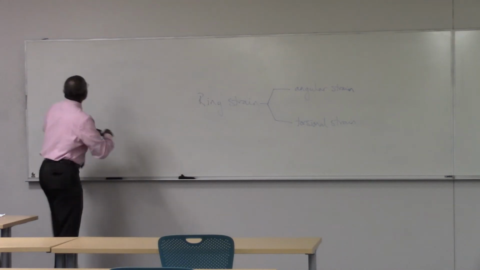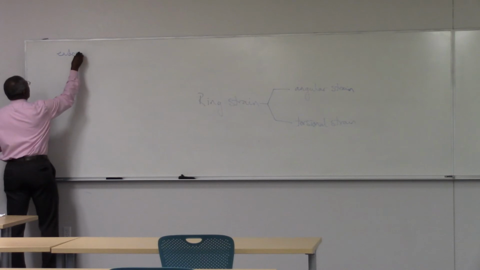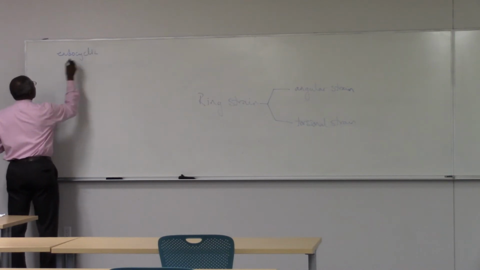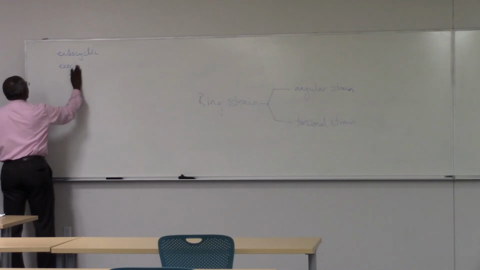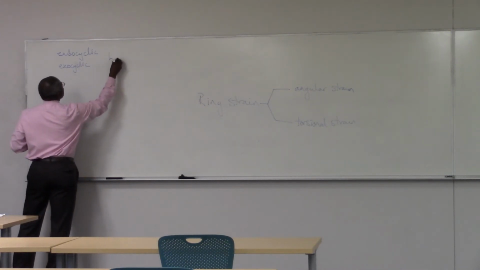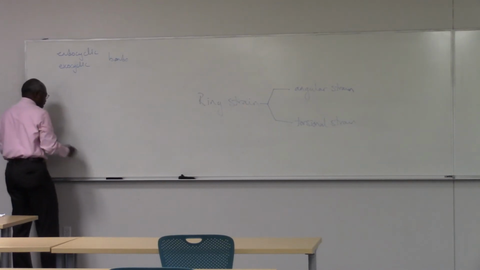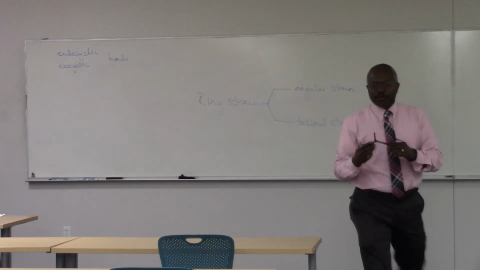And, yeah, I was writing it down. So you have endocyclic, which are the ones that make up the ring, and then you have exocyclic, which are the ones coming off of the ring. Right? So my bonds in a ring fall into two categories, endocyclic and exocyclic. So I want you to see this before I go and draw it on the board.